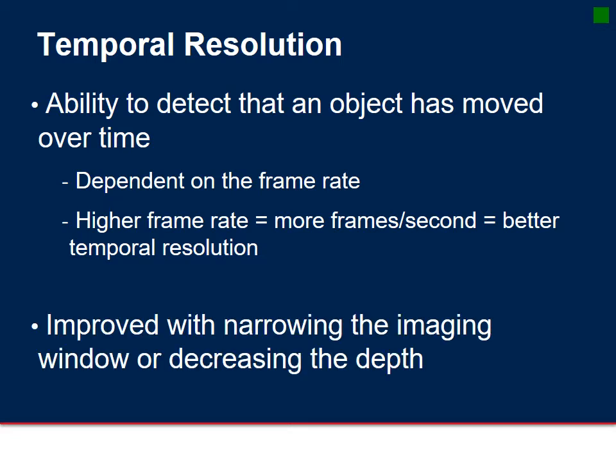One of those things is just to decrease your depth, because with a more shallow depth, there are fewer lines for the machine to process and the frame rate can be higher. And some machines allow you to narrow the window. So if you're using a phased array probe that fans out, you can narrow that image and the machine can have a higher frame rate.